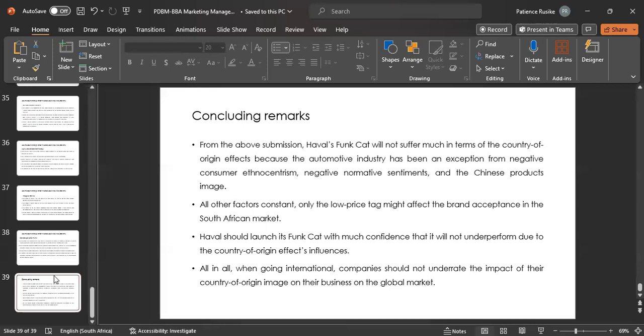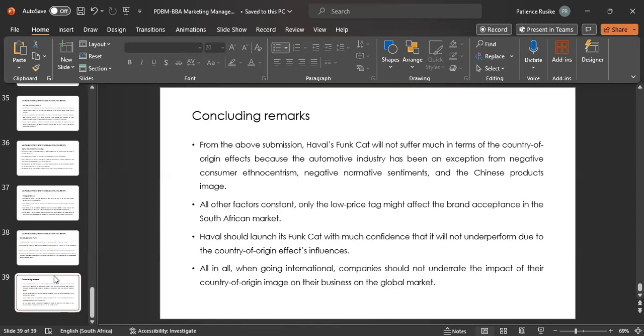Because consumer ethnocentrism, we say, works especially in circumstances where you can produce the same type of product locally. In this case, we don't produce that same product locally. So that won't influence negatively in terms of entering the South African market. So all other factors being constant, only the low price tag might affect the brand acceptance in the South African market. But on the other hand, if the automotive industry is known for producing quality products and they come with cheap prices, then it is also a positive thing for the customers.